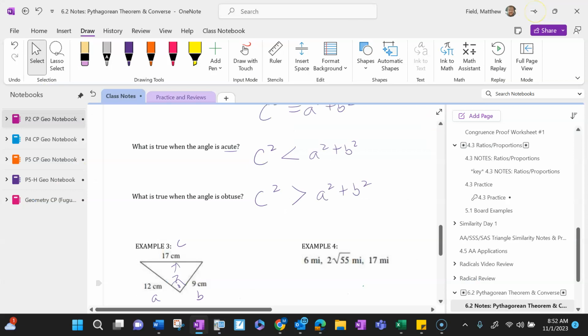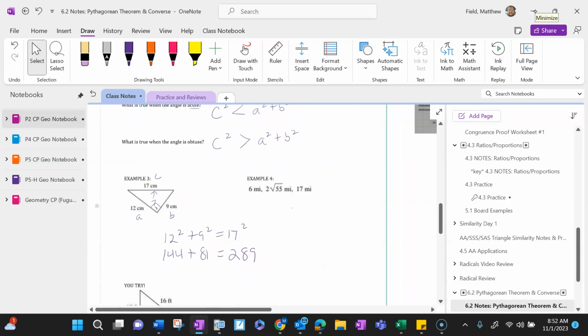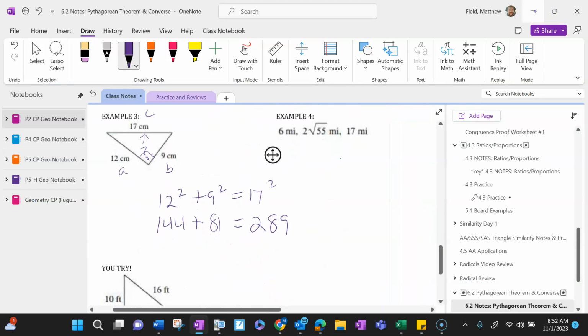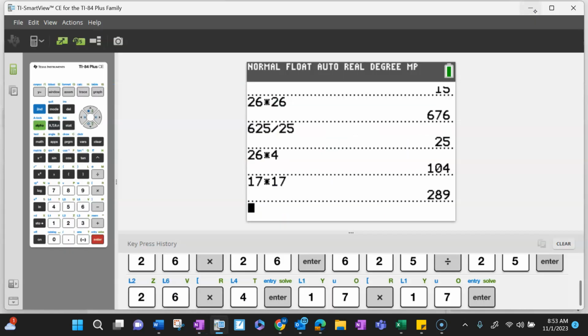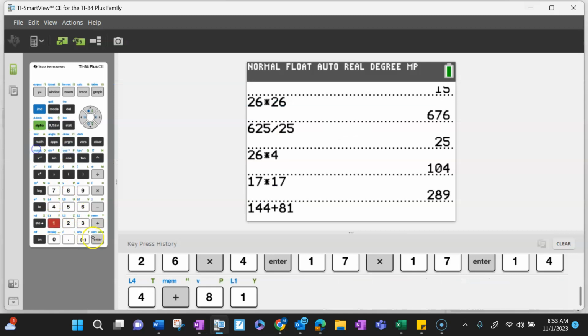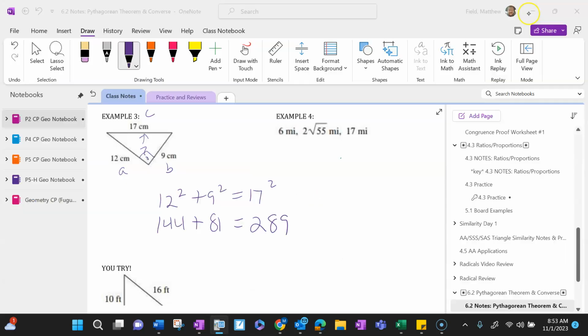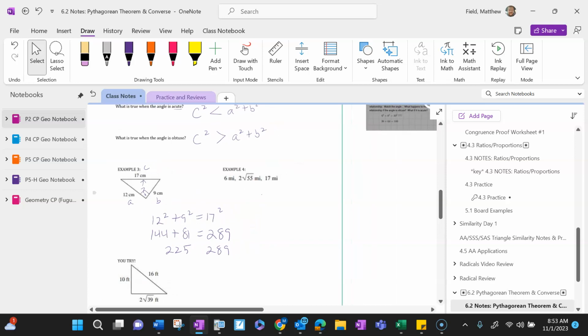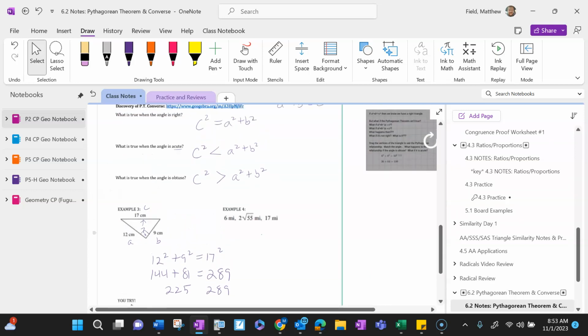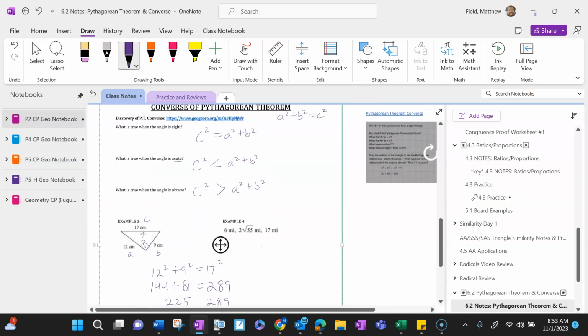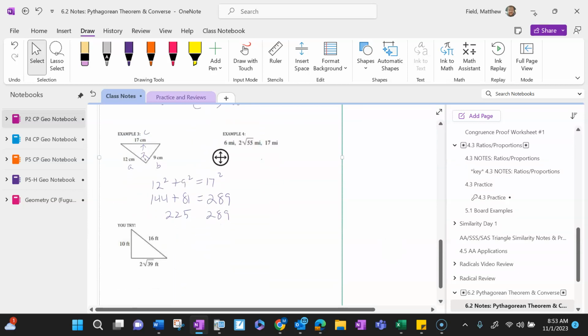And we already did this earlier. There we go, 144 plus 81, we should get the same result of 225. So we're going to be comparing 225 versus 289. Now keep in mind, the trickiest part of these problems is, notice when I rewrote these, c squared was to the left. So we want to make sure we do that as well.